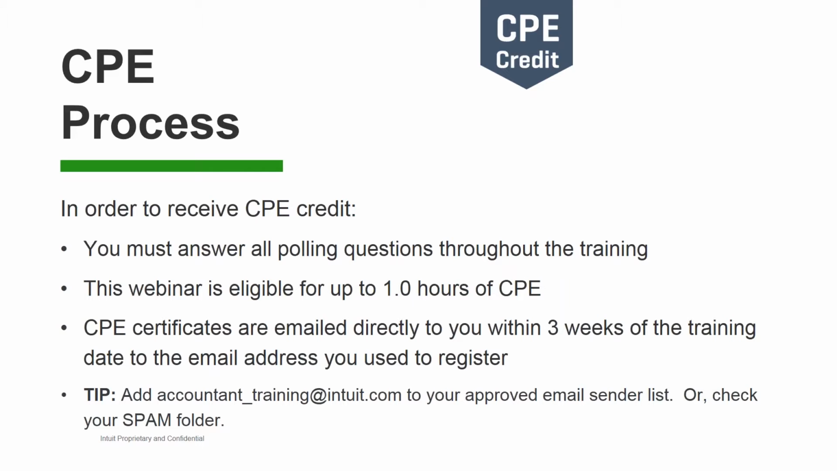The CPE certificates are emailed directly to you within 3 weeks of training to the email address that you registered under, so it's important that you check that email address. You might want to add accountant_training@intuit.com to your spam filter as an approved sender to make sure it doesn't get filtered out. If for any reason you don't see your CPE credit and you believe you should have received it, please send us an email to intheknow@intuit.com, and I'll look into that and see where that might be.